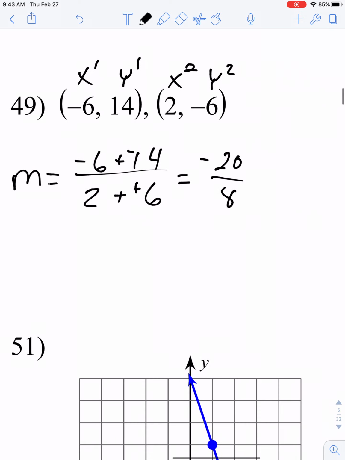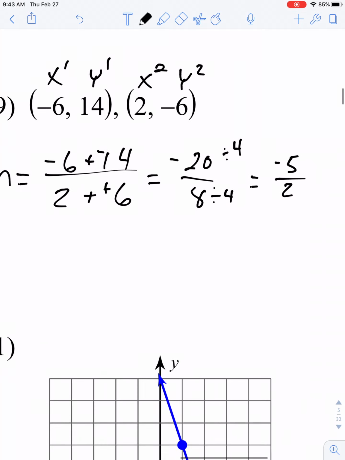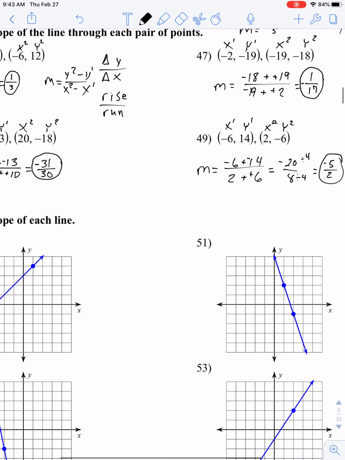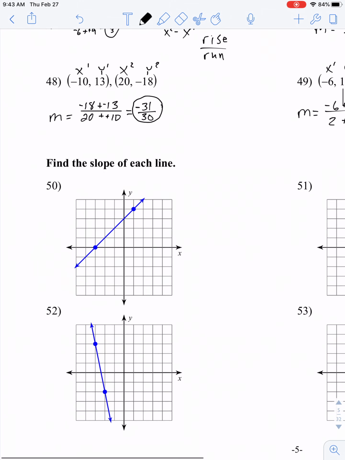But now I'm in a situation where they're both even numbers, so I can definitely reduce. They're also both divisible by 4, so I'm going to divide both by 4. If I divide this by 4, I get negative 5. If I divide this by 4, I get positive 2. And so our final slope is negative 5 over 2. Always try to reduce. It makes it easier when you go to graph from an equation.